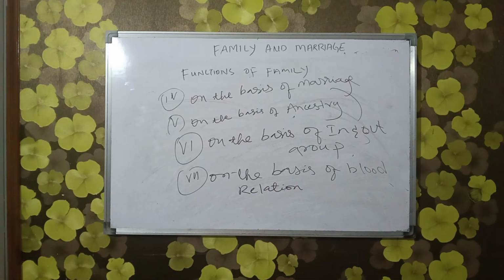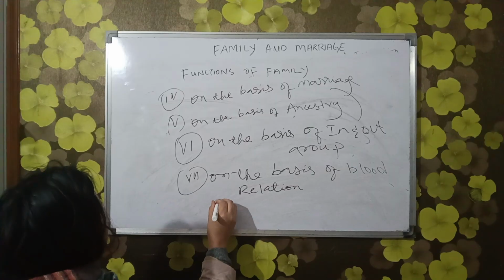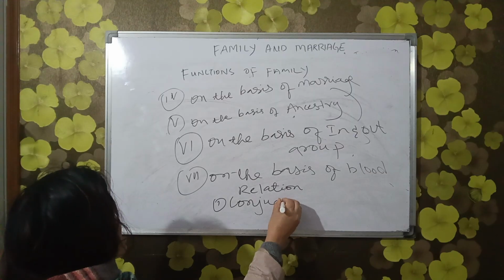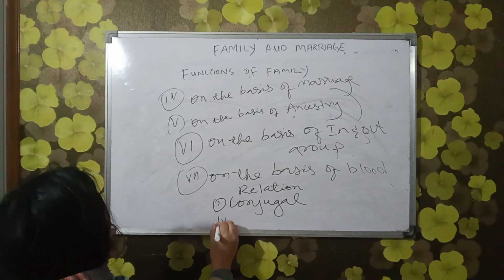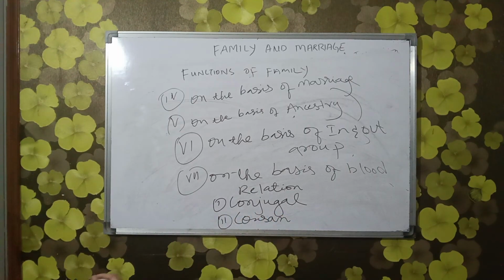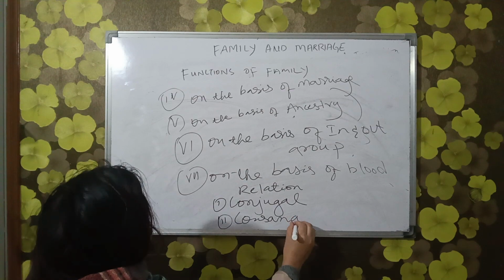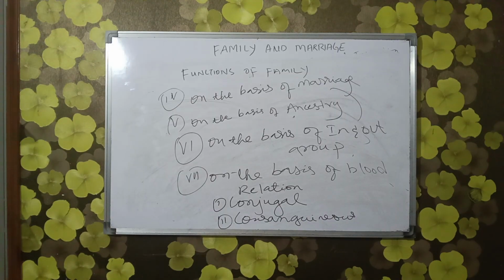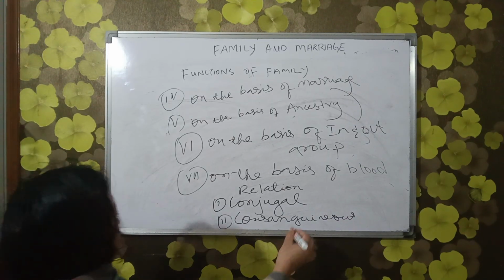On the basis of blood relation, the family is again divided into two types, conjugal and consanguineous. The first one is conjugal and the second one is consanguineous. What is a conjugal family? It consists of the spouses, their offspring and relatives through marriage.